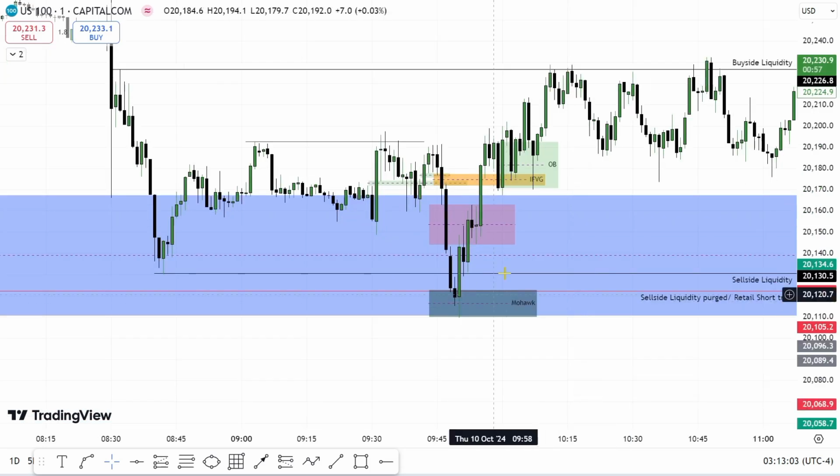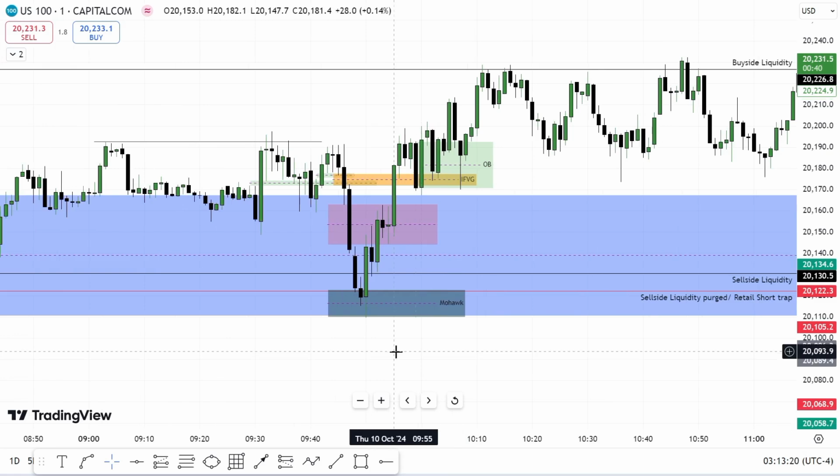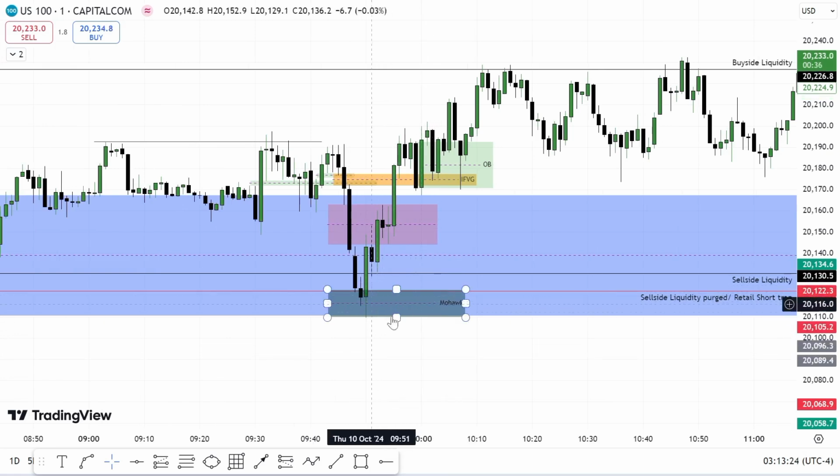Right. Then now, knowing that, look at how I want us to look at how this traded to the sell side liquidity and reverse at this point. This is going to be sort of a study, and you can also have the markup on your chart. You see, just after taking this sell side liquidity here in a bullish 1 hour fair value gap, this point right here, you see me right, Mohawk, that's a retail short trap.